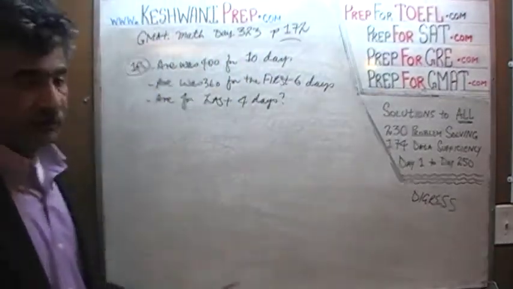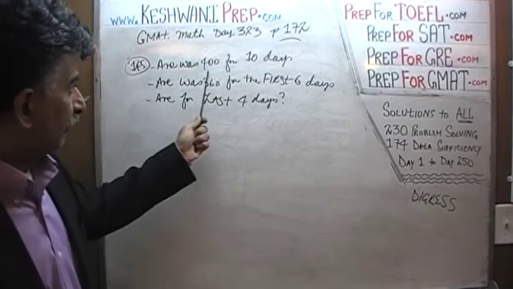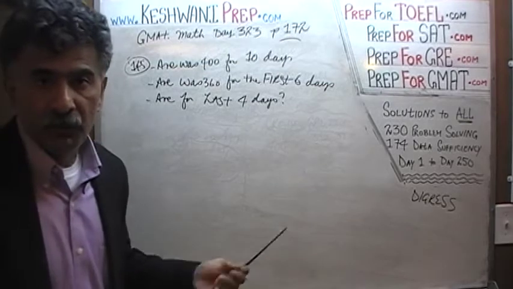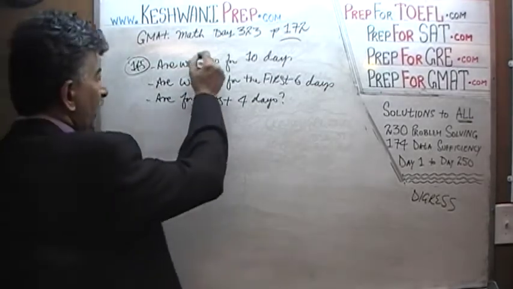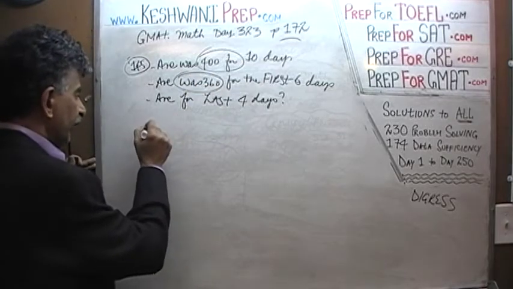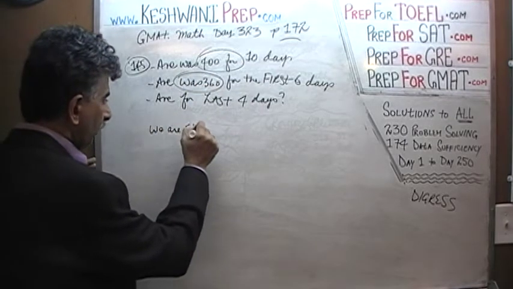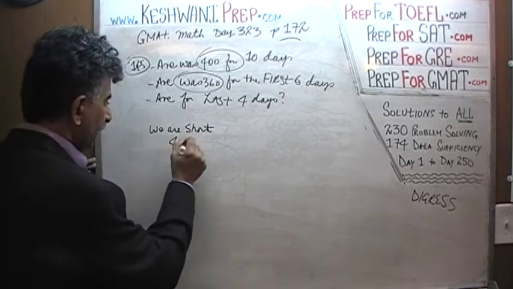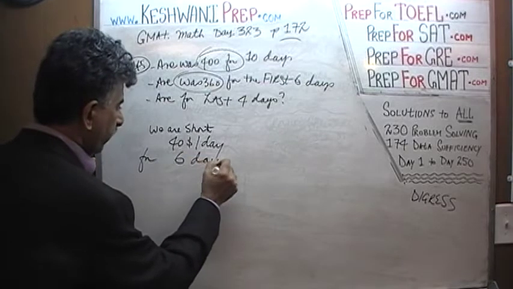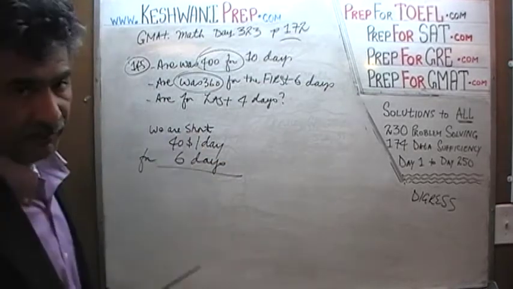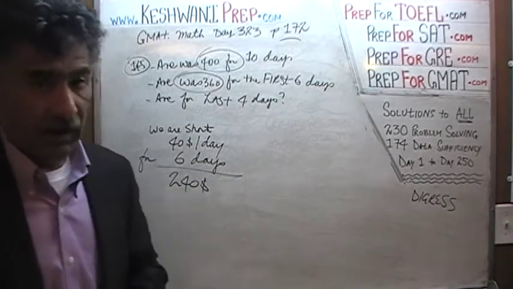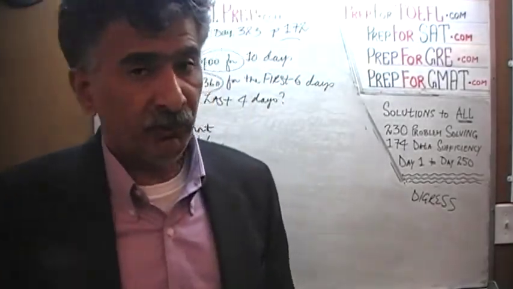I didn't want the average of 360, I wanted the average of 400 for the 10 days. How much am I short every day? Every day I'm short $40. We wanted the average to be 400, but in reality it was only 360. That tells us that we are short $40 per day for 6 days. For the first 6 days, we are short $40 every day. That's $240.